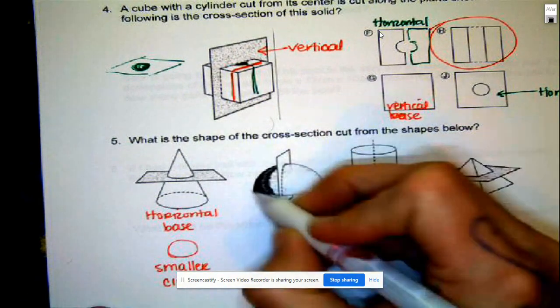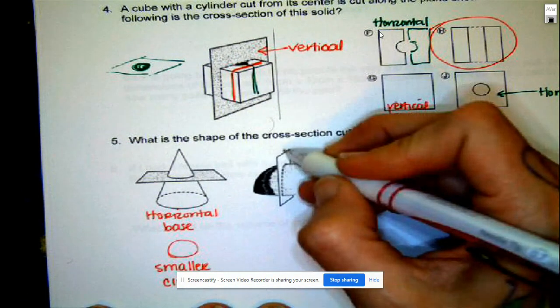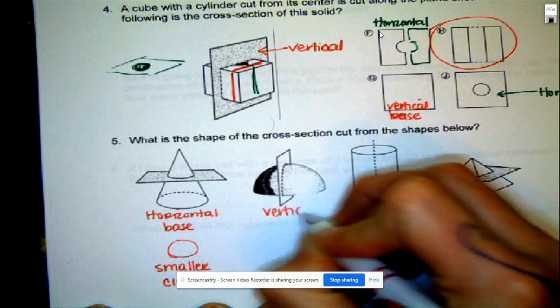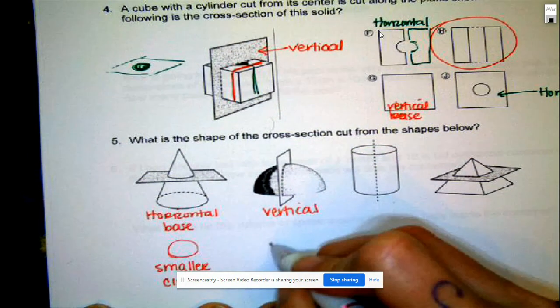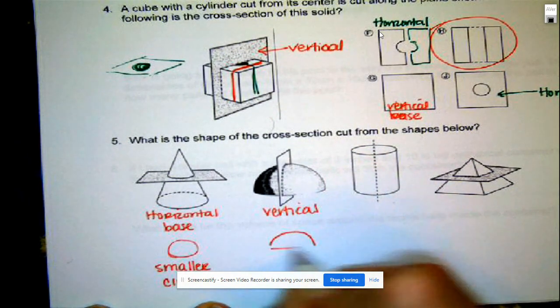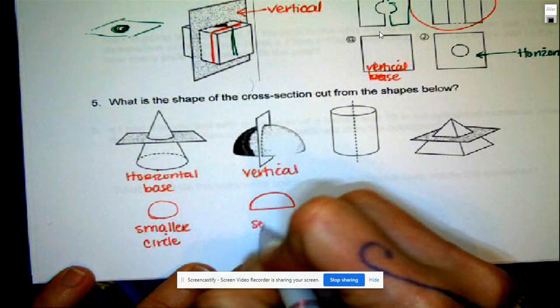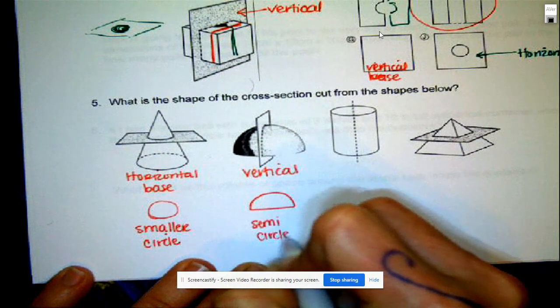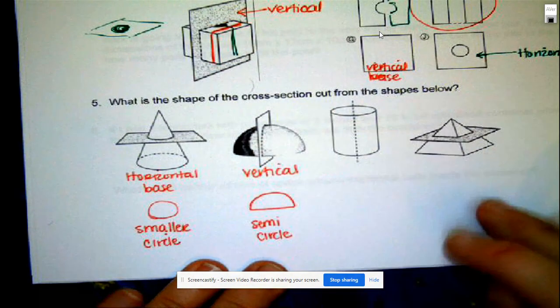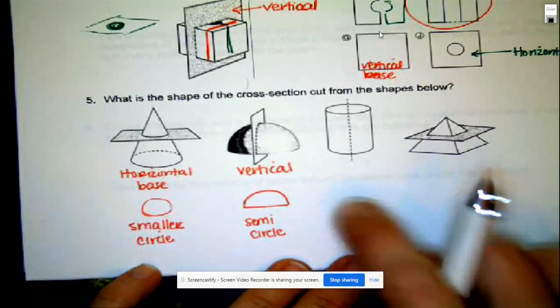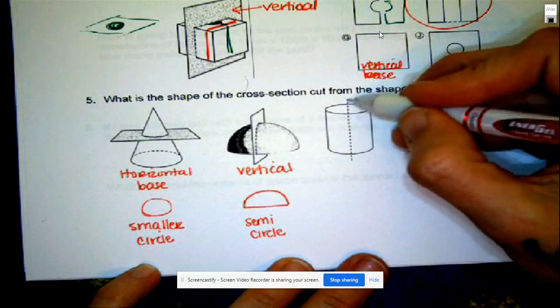So we have a hemisphere. So we're cutting it. This is vertical to the base, so up and down. And it would look something like this. It would be a half circle, so a semicircle shape, because it's a hemisphere, which is half of a sphere. This would be half of a circle. So this again is a vertical cut.